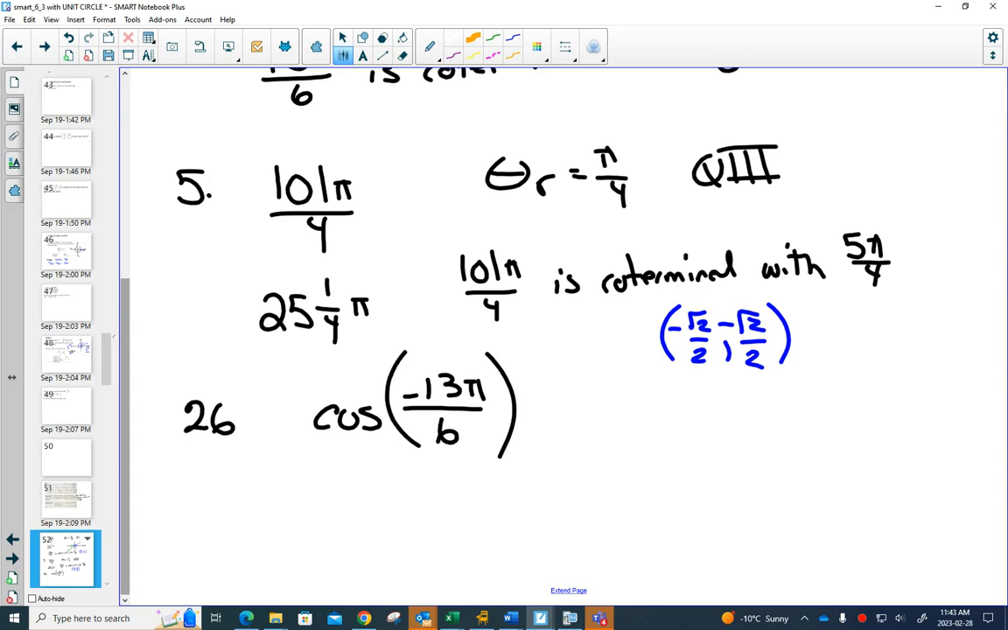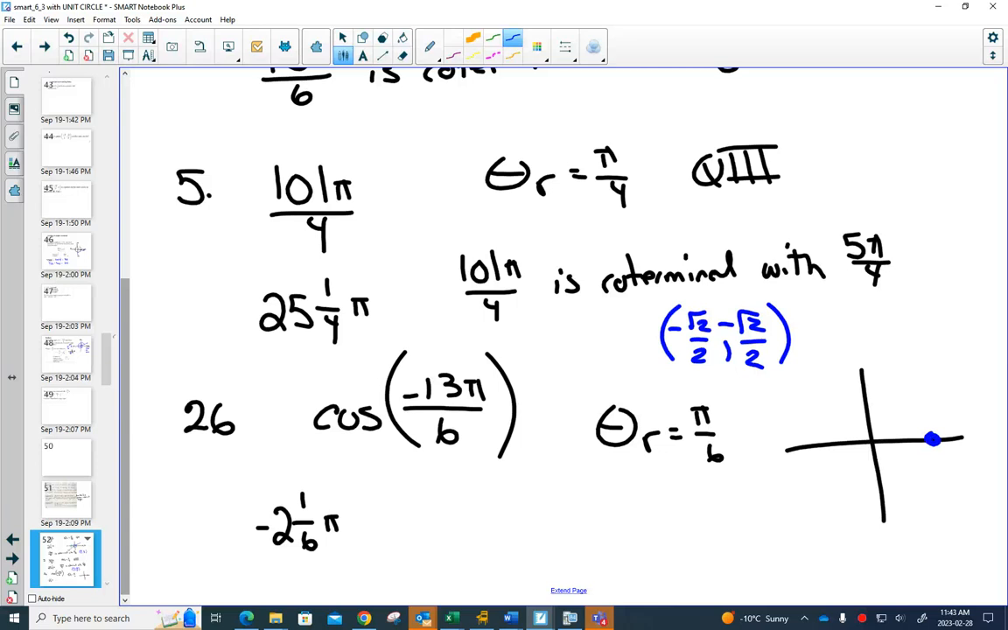26 has cos of negative 13 pi over 6. So in assignment 1, I would say, I know my reference angle is pi over 6. I want to figure out what quadrant 13 pi over 6 is in. So as a mixed fraction, it would be negative 2 and 1/6. The negative 2 tells me I'm on my positive x-axis. I need to go 1/6 more, which is less than 1/2.